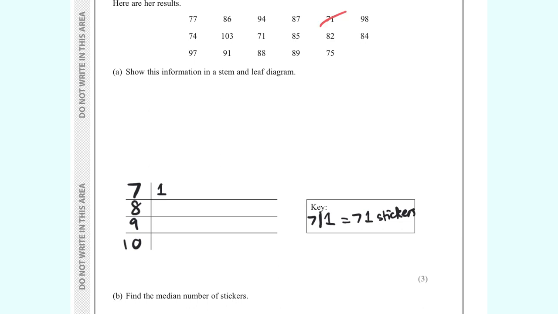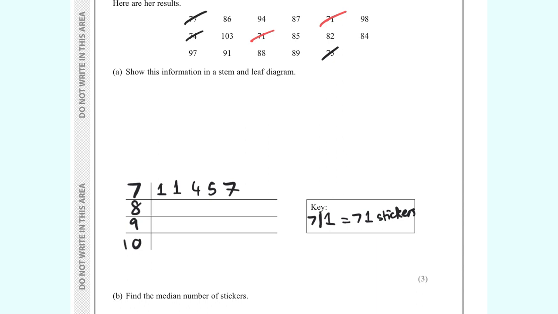There's another 71 though, so I'm going to do another one and then cross it off. Now we're just looking at any more 70s. I see a 74, so we'll do 74 next and then cross it off. And I see a 75, so I'm going to put a 5 there and cross it off. And there's a 77, put a 7 there and cross it off. That's all the 70s, I believe.